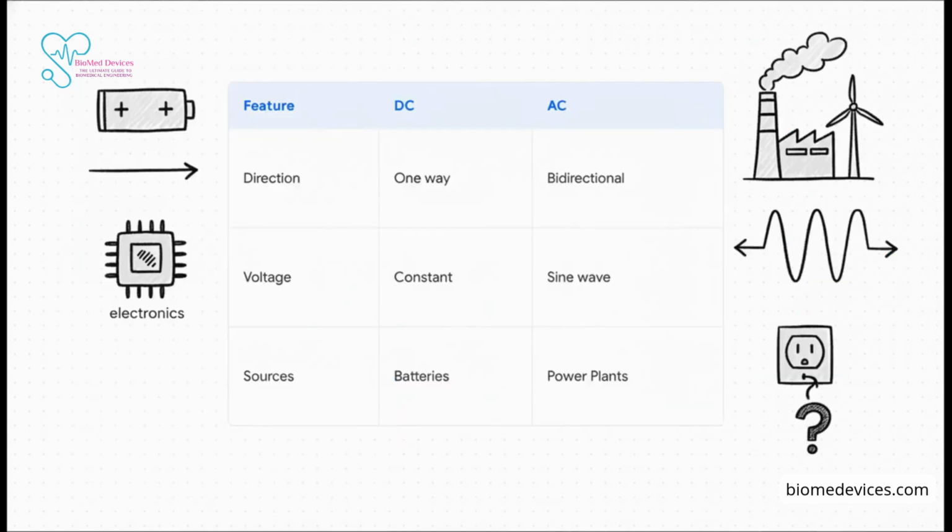Okay, so comparing our two flavors of electricity side by side, DC gives us a steady, unidirectional flow, usually born from chemical batteries, and it provides that flat line voltage that's absolutely perfect for electronics. Meanwhile, AC is a bidirectional, oscillating wave, born from spinning mechanical generators at power plants. But wait, you might be wondering, if microchips love the steady flat line of DC, why on earth do all our wall outlets provide the oscillating wave of AC?